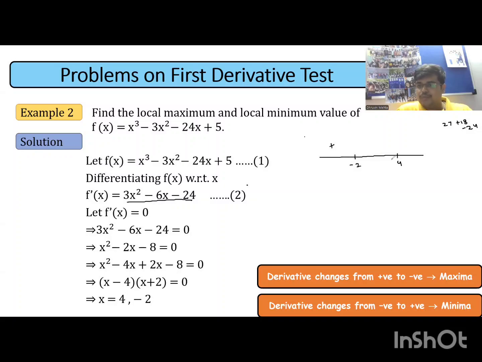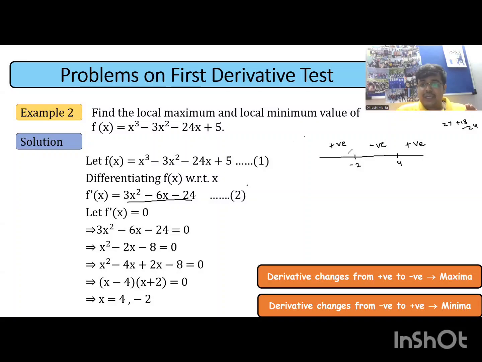Now, when you take between minus 2 and 4, generally, remember, generally it is positive, negative, positive, or negative, positive, negative. It's alternate. We'll still check. So between minus 2 and 4, I'll take 0. When you substitute 0, you'll get minus 24. So it's negative. When you take a number to the right of 4, students, let's take 5. It's 3 into 5 square, which is 3 into 25, 75. Minus 6 into 5, 30. And minus 24, that will be positive. You can work it out. This is positive.